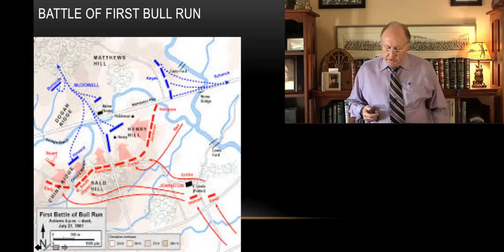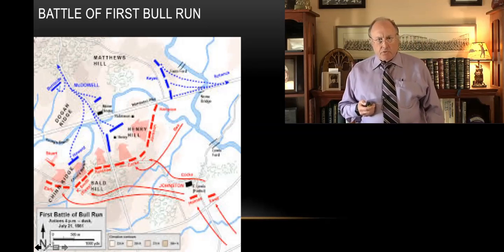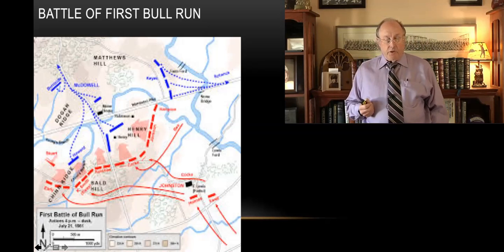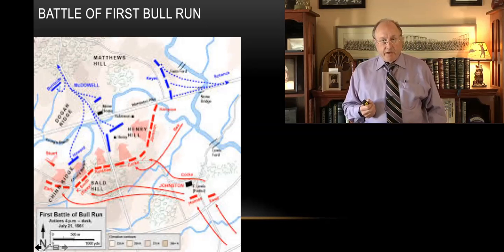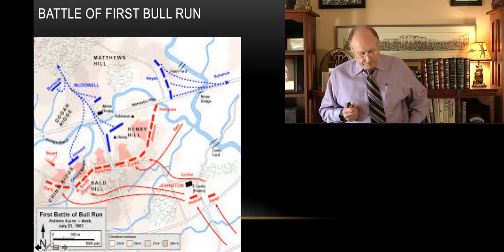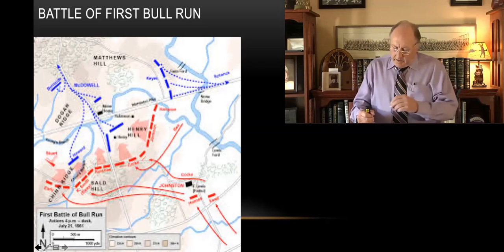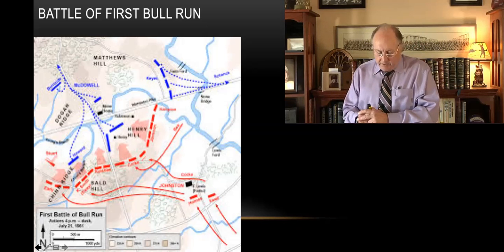Beauregard now arranged his troops along the tree-choked river. Quite helpfully, the Union troops are in blue and the Confederates are in red, so you can see them better. Beauregard arranged his troops along the tree-choked river, as I just said, intending to launch an attack on the Union left flank, so the left side of the Union forces.